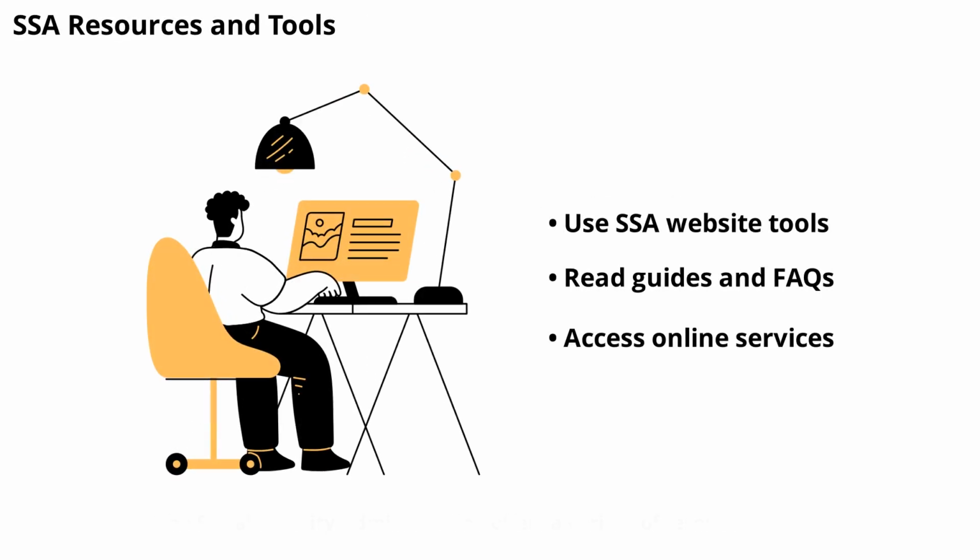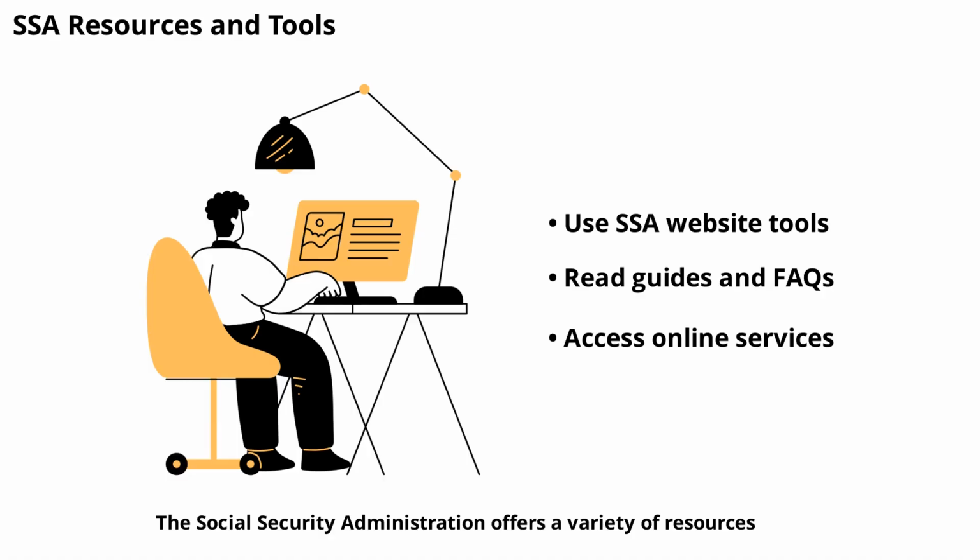The Social Security Administration offers a variety of resources and tools to help you manage your earnings record. Their website features guides, FAQs, and online services. Take advantage of these resources to stay informed and make the correction process easier.